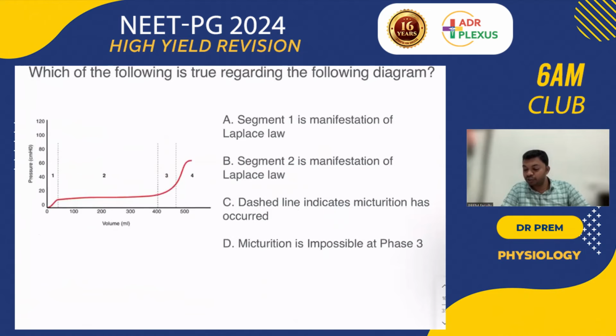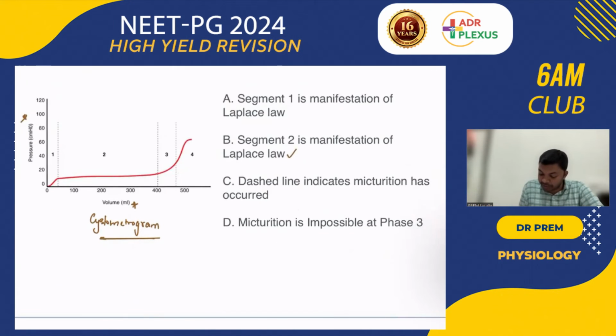Now, which of the following is true regarding the following diagram? This is a diagram of cystometry or cystometrogram, which speaks about the pressure and the volume relationship in the bladder. All right. So it is the relationship between volume and pressure in the bladder. Dr. Shweta, Dr. Giri, you say it B. Segment 2 is manifestation of Laplace law. Sabari, very good. Monopriya, good. So B is the right answer.